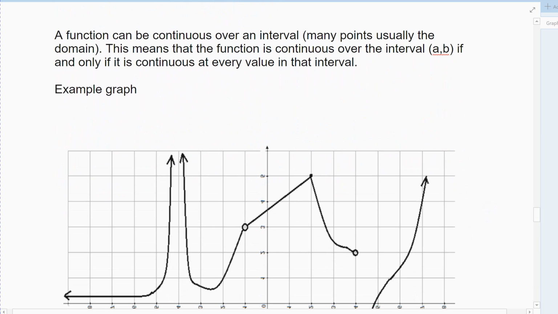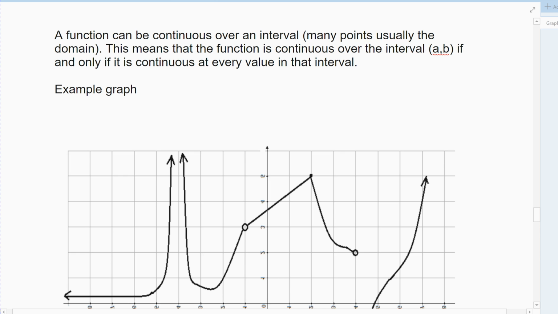All right. Everything we're going to do in this class will start with: if the function's continuous on an interval, then we can do this. A function can be continuous on an interval. An interval just means many points, more than one. From point 2 to point 5, that would be an interval. And so we're going to look at an example of where it's continuous over an interval.